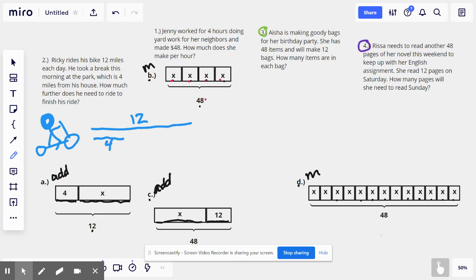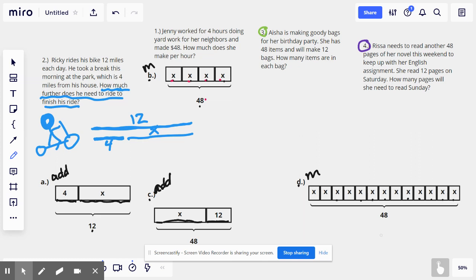So what are they asking us? They're asking us how much further does he need to ride to finish his ride? We know his ride is going to be 12, but he's only gone that far. Well, he needs to go this much further, and we don't know how much that is. So I'm going to call that X. Okay, so take a look at the tape diagrams and see which one you think fits.